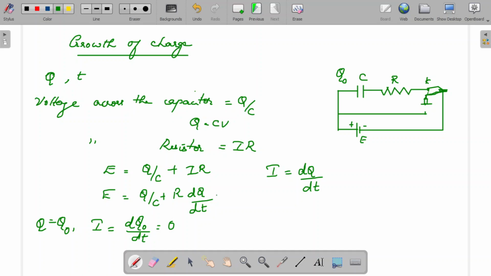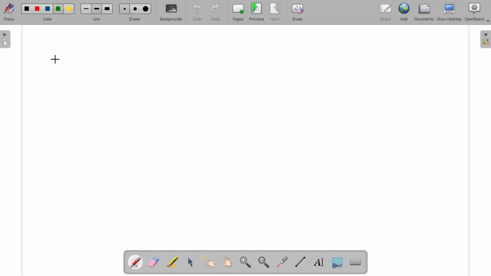So equation 1 which I have written here becomes E is equal to Q0 by C, because Q is now replaced by Q0 and dq by dt has turned out to be 0, right? So I got a second relation. What is E? E is actually Q0 by C. E can also be written as Q by C plus R into dq by dt. Now E can also be written as Q0 by C. Let's now write the relation again.